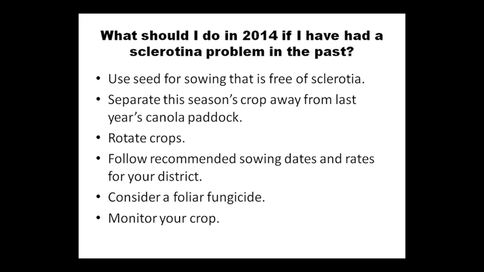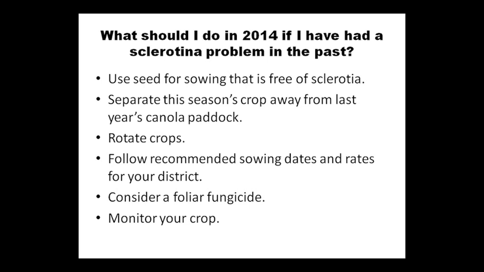So if you did have Sclerotinia in 2014, what should we do this year? First thing is make sure you're not sowing sclerotia. So those little black resting bodies from the fungus will get stuck in the seed. So make sure that the seed you're sowing doesn't have the disease in it. As much as you can, separate this year's crop away from last year's canola paddock. Rotate crops. The cereals obviously don't get Sclerotinia. It's only broadleaf crops that get Sclerotinia.